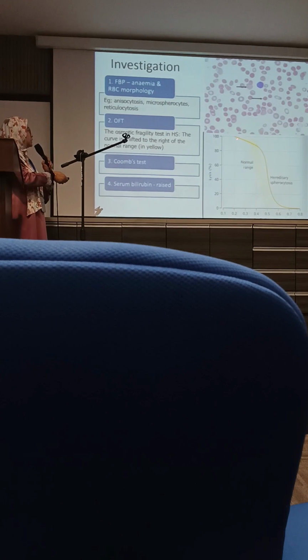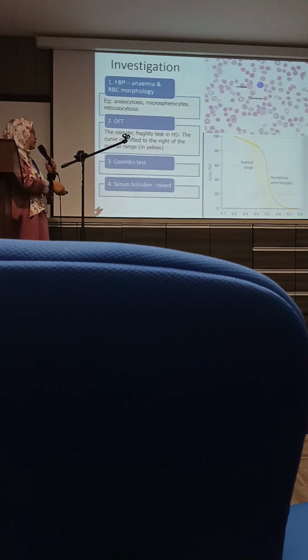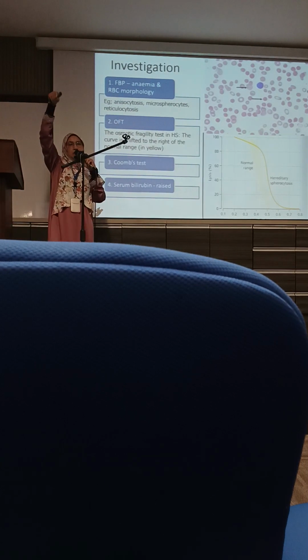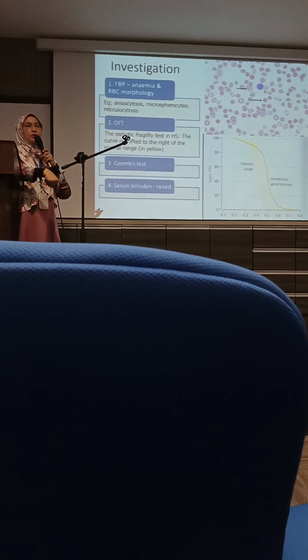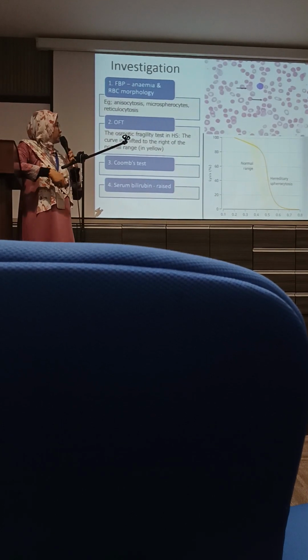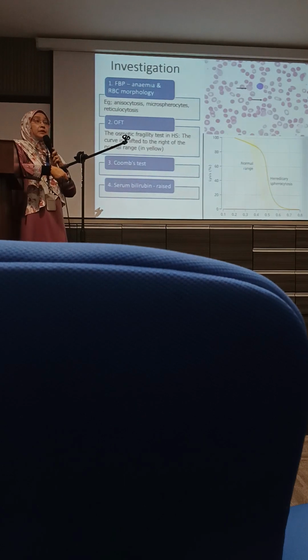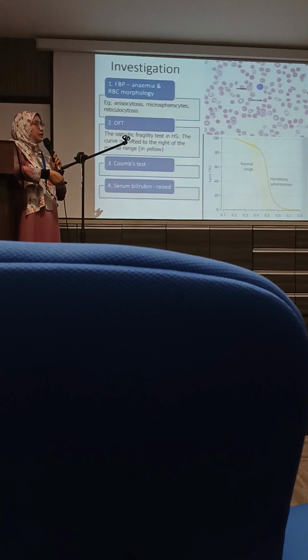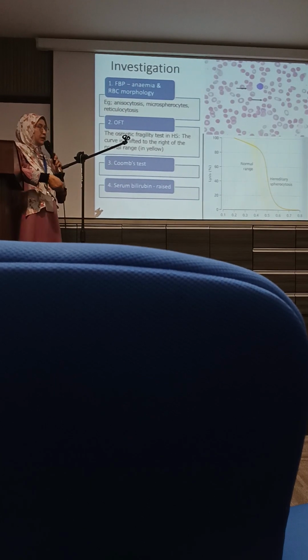If you look here, this is the normal range. But in HS, it will be shifted to the right. Any idea what is the basis of this test? Who is used to seeing the normal saline that is always hung in the ward, the normal saline given to patients? What is the concentration? What percent? It is 0.9 normal saline solution. So that is the isotonic solution, normal saline 0.9.